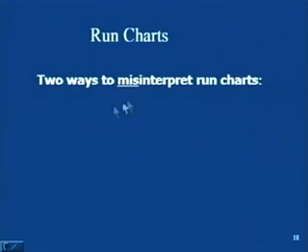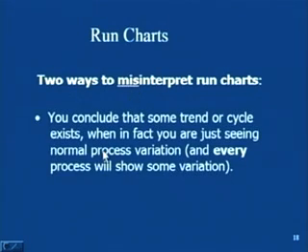Two ways to misinterpret the run chart. What happens is that we conclude that some trend or cycle exists, when in fact we are just seeing the normal process variation, and every process will show some variation. This type of misinterpretation, in the quality control field, we call a type 1 error.